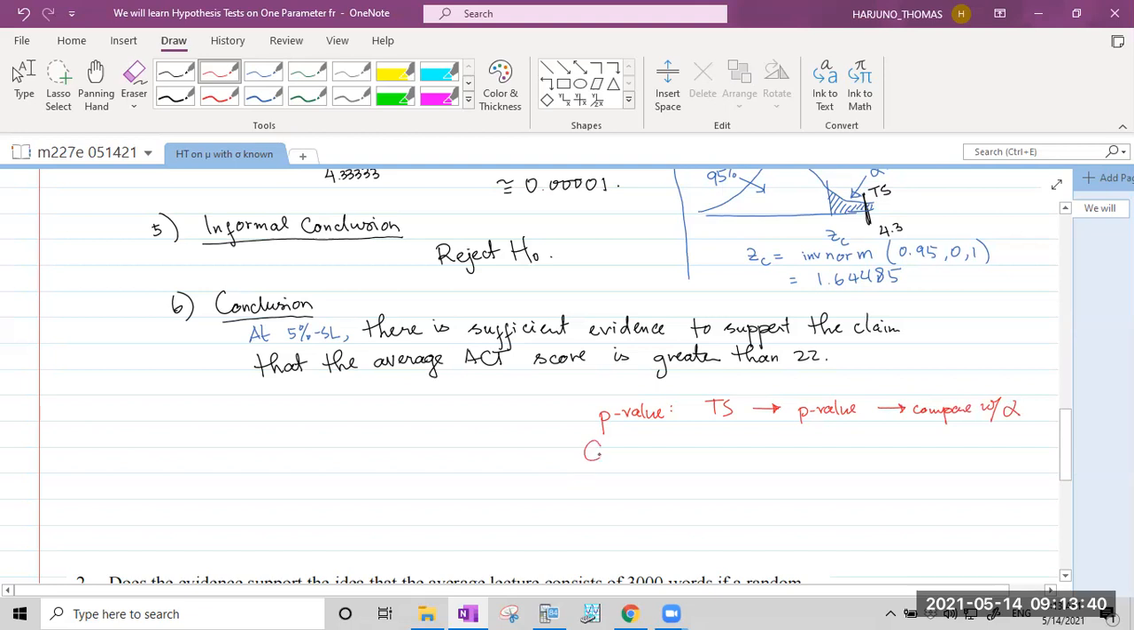Now the critical value method starts with alpha and then gets the critical value, and then compares with the test statistic.